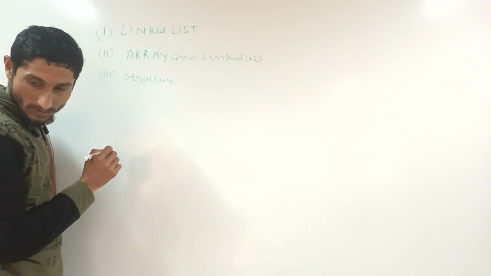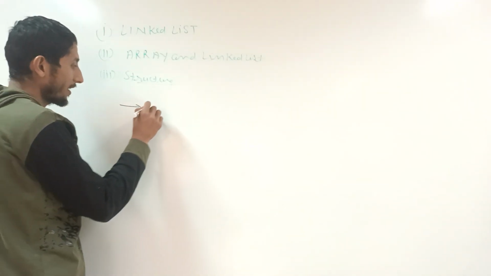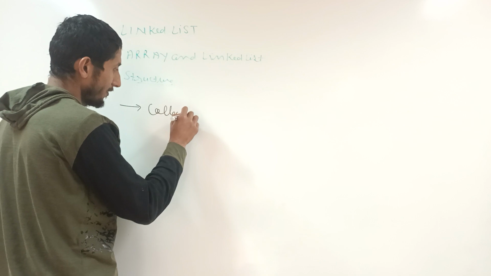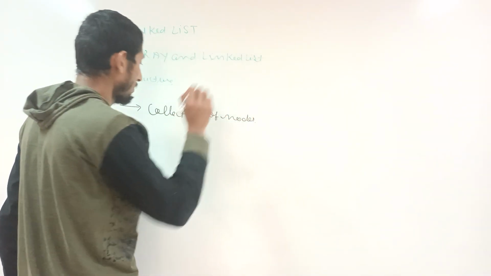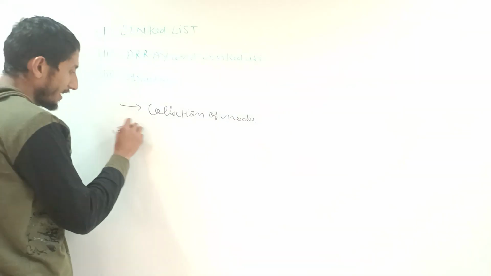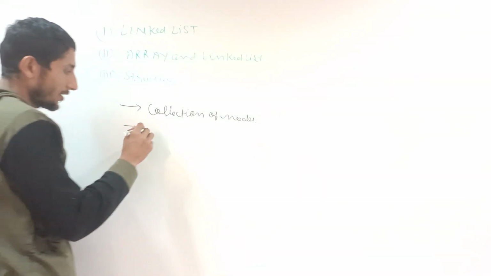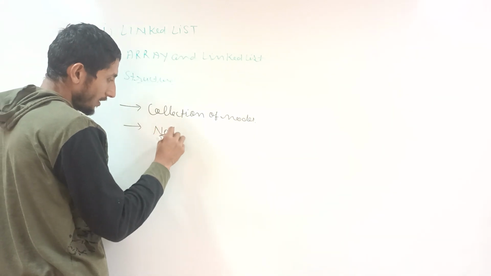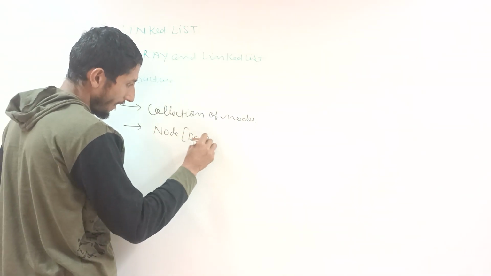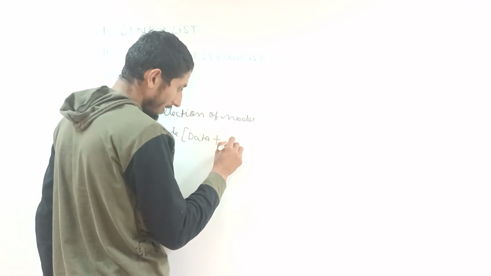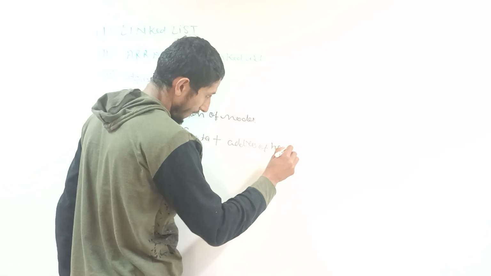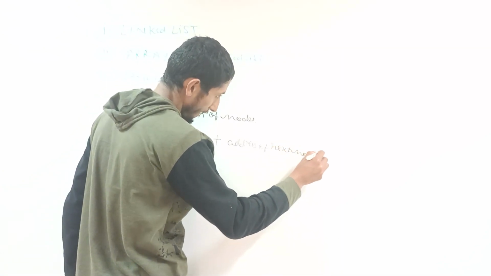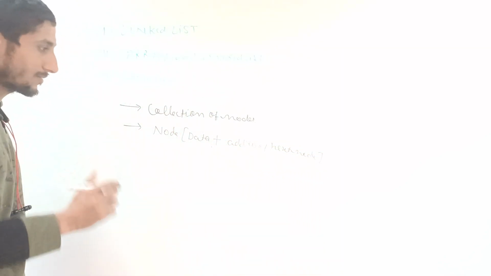So what is a linked list? In fact, a linked list is a collection of nodes. We have seen in the last video that a linked list is a collection of nodes. In the second line, we have seen that a node contains two parts. The first one is data and the second one is the address of the next node. So what is the meaning of this? Let me explain in detail.